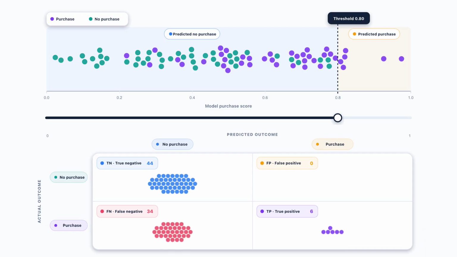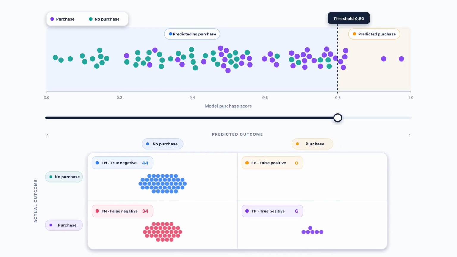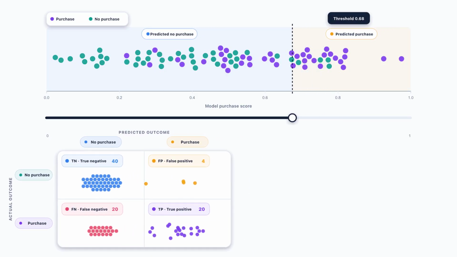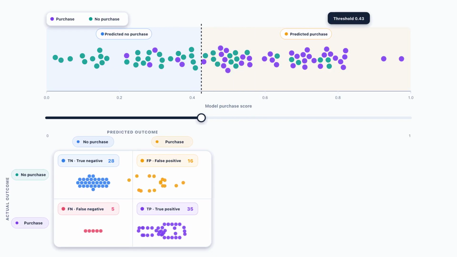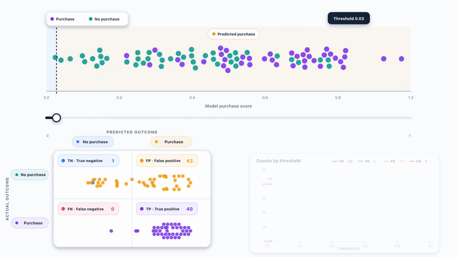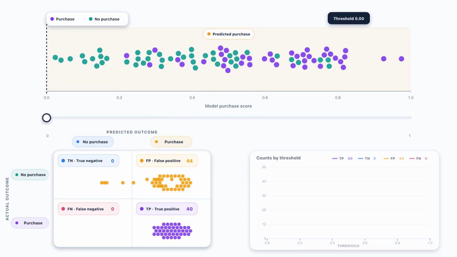One matrix shows one cutoff. That is useful, but it is only a snapshot. To understand the model's behavior across the whole range, we can sweep through many thresholds and recompute the same 4 counts each time. The curve view is that sweep turned into a chart.